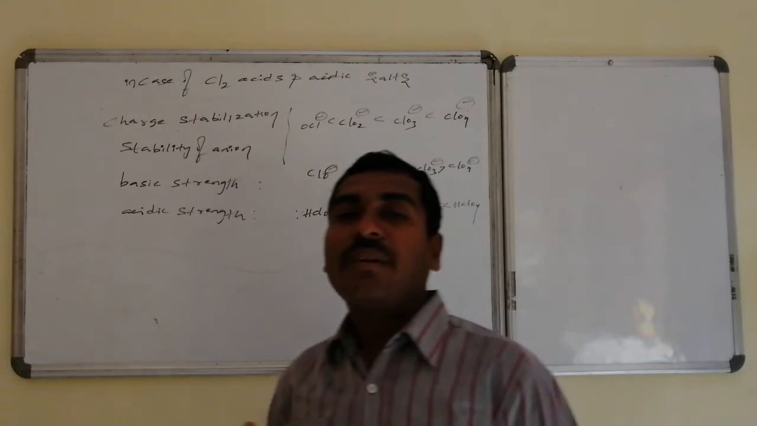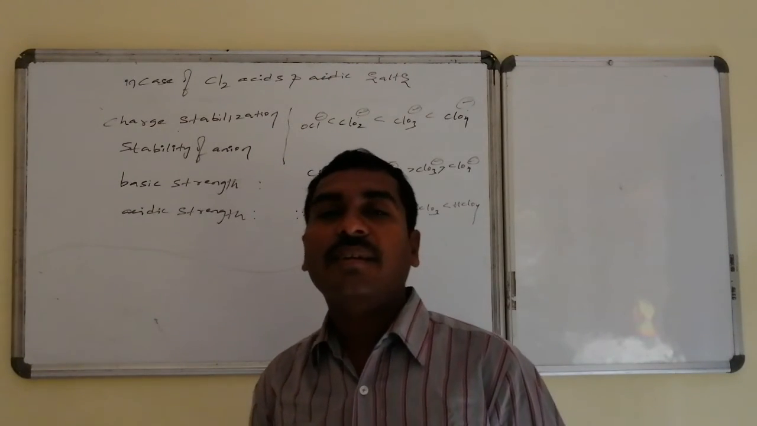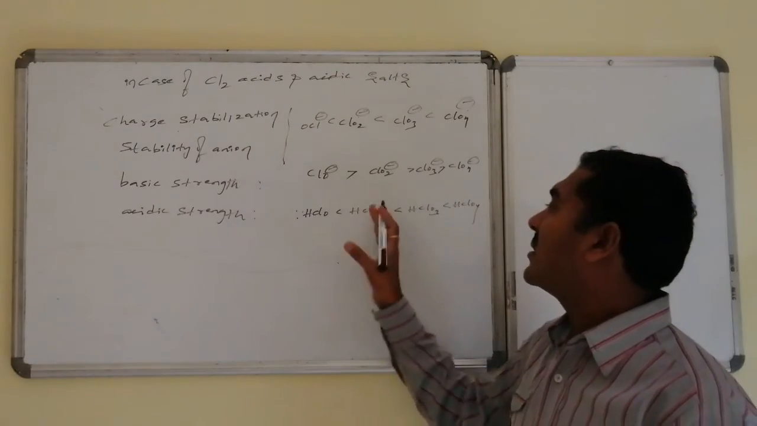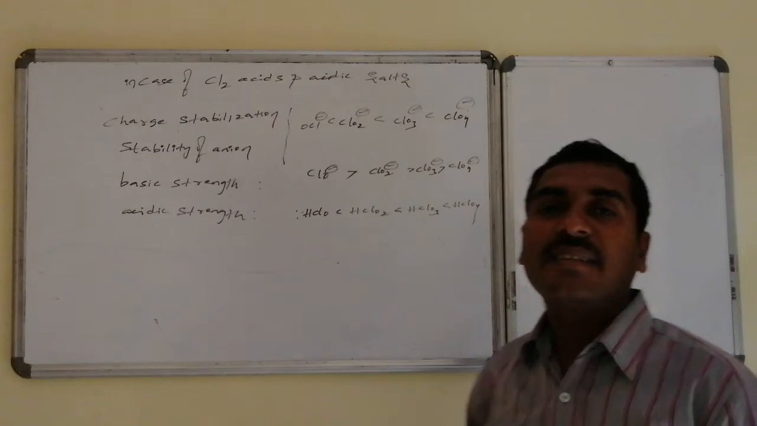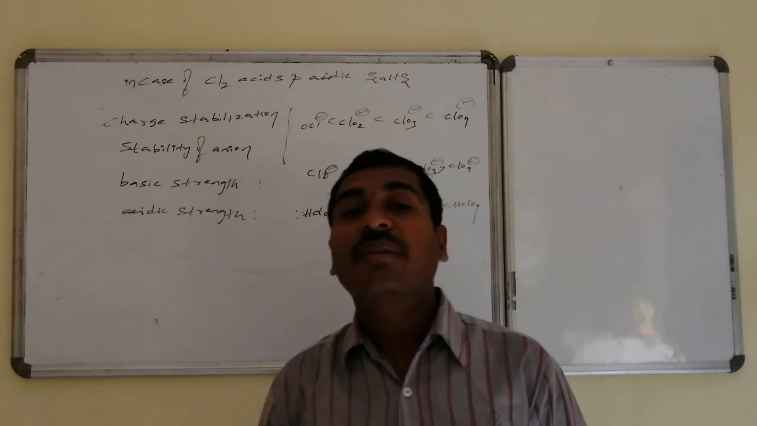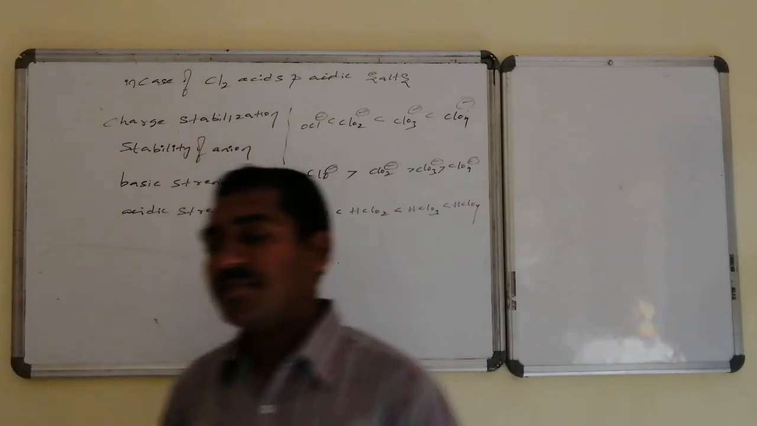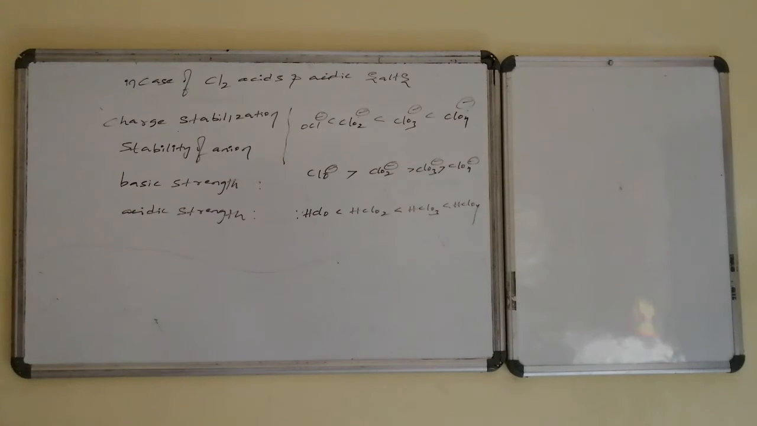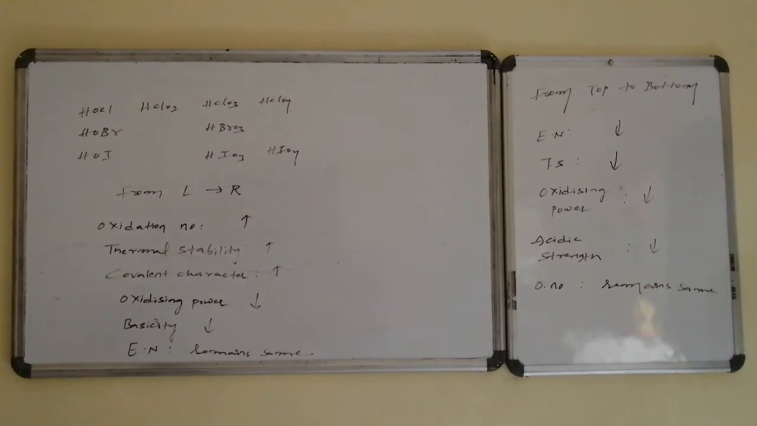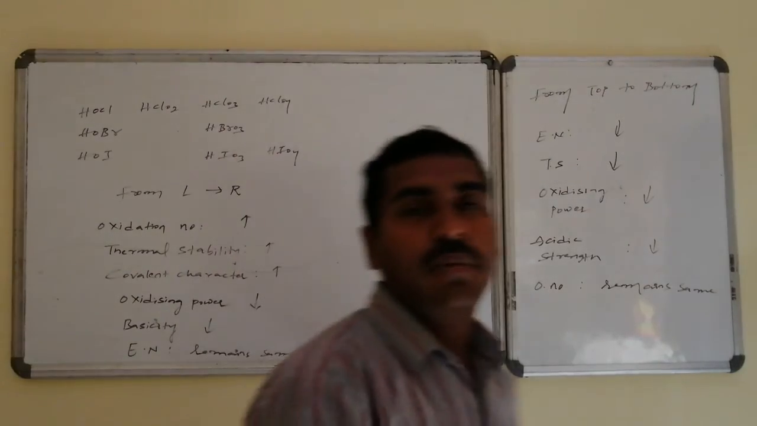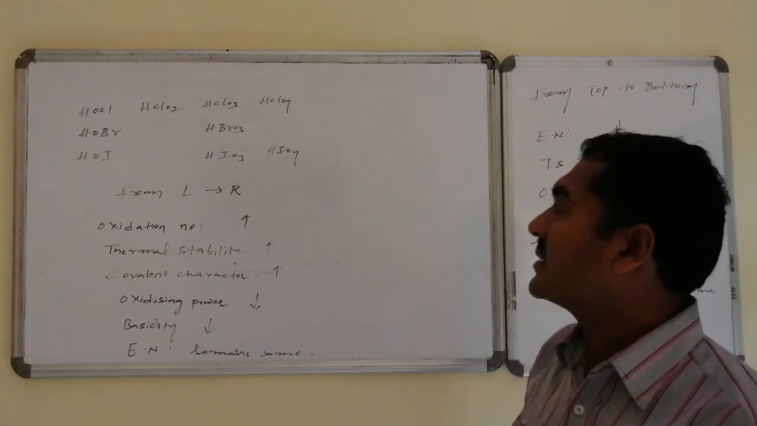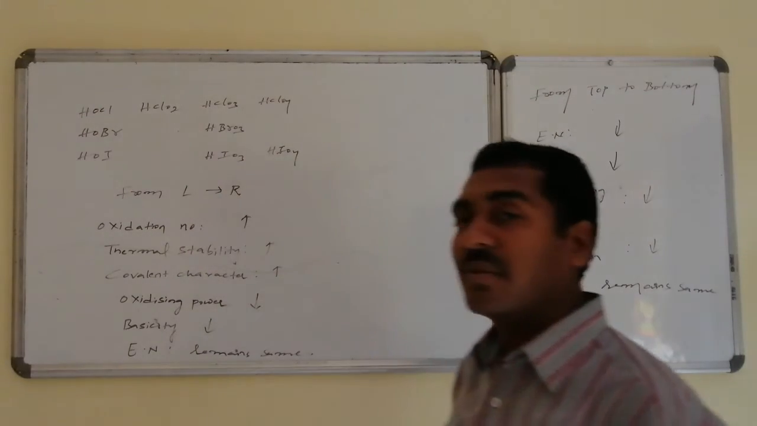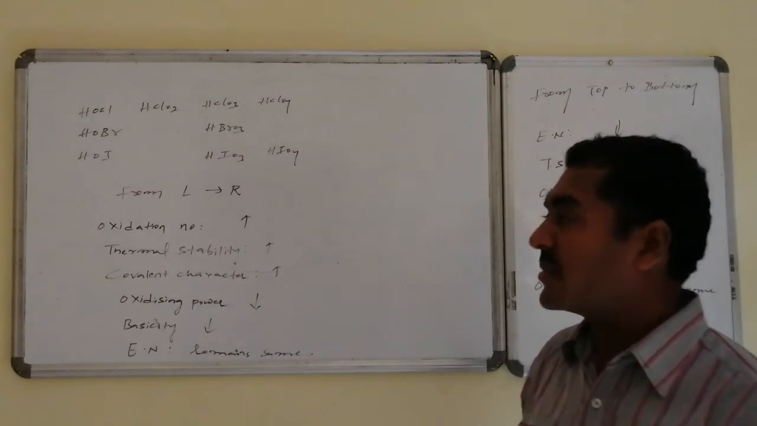Acidic strength of the different oxyacids of chlorine: hypochlorous acid, compared to chlorous acid, compared to chloric acid, compared to perchloric acid, which is the most acidic in nature. The properties discussed so far are summarized in tabular form for the oxo acids of the halogen family, from hypochlorous acid to perchloric acid, and similarly for the remaining halogens.